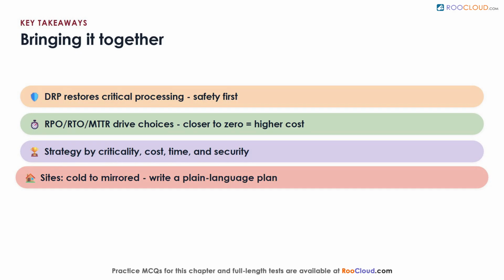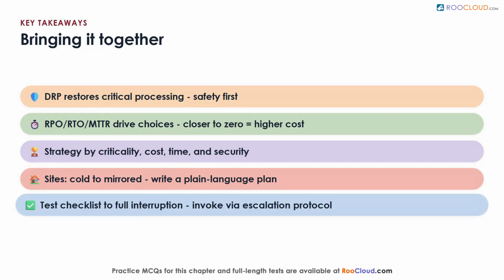Write a plain language plan, organized into assigned teams. Test it from checklist up to full interruption and measure the results. Then invoke it through a clear escalation protocol. Master this, and a disaster becomes a process you can manage.